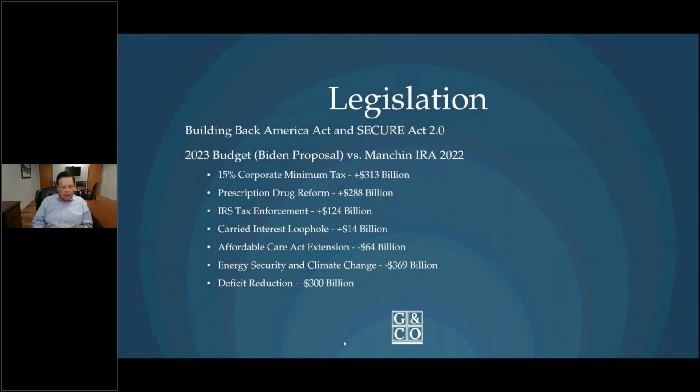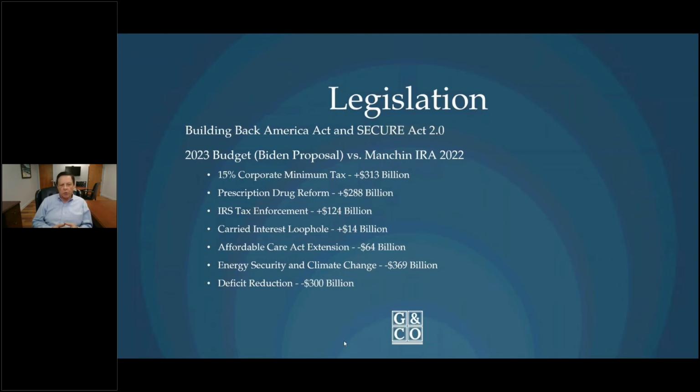This is part of Medicare dealing with prescription drug costs for Medicare. IRS tax enforcement, go out and collect the money, look for the tax cheats, come up with $124 billion. The carried interest loophole, slow that down, get rid of that loophole from the hedge funds, and the end result is $14 billion in extra revenue. But of course, Congress has to spend it. So you turn around and you're extending the Affordable Care Act for those who qualify.